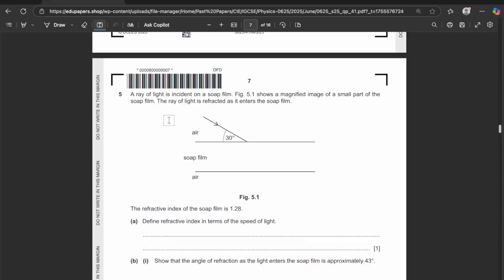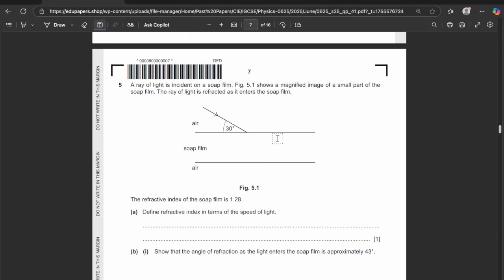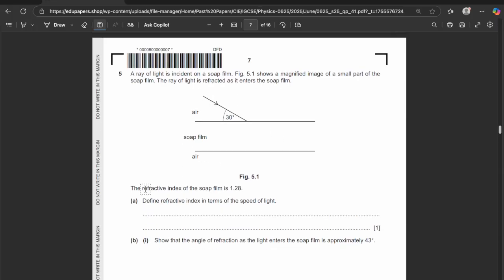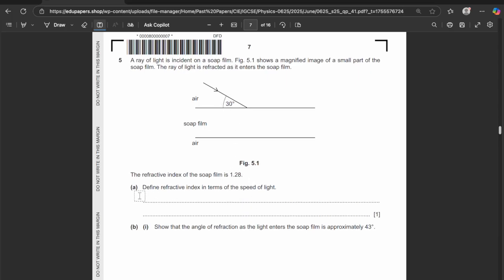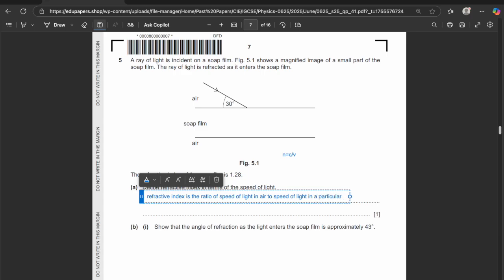5. A ray of light is incident on a soap film. Figure 5.1 shows a magnified image of a small part of the soap film. The ray of light is refracted as it enters the soap film. The refractive index of the soap film is 1.28. A, define refractive index in terms of the speed of light. So we have this equation, n is equal to c by v. So refractive index is the ratio of the speed of light in air to the speed of light in a particular medium. In this case, it is the soap film.